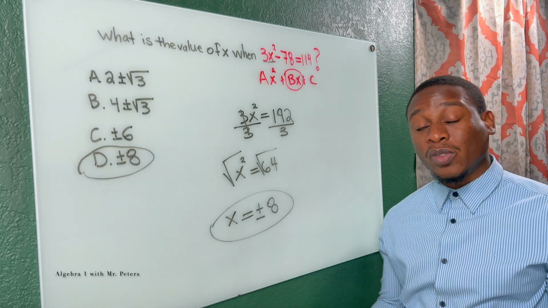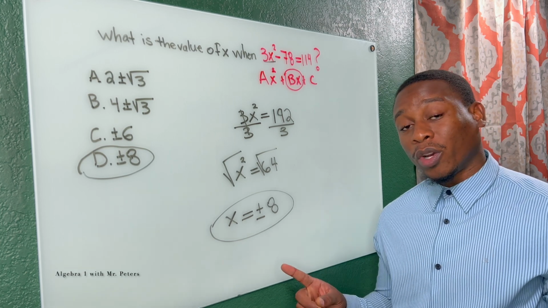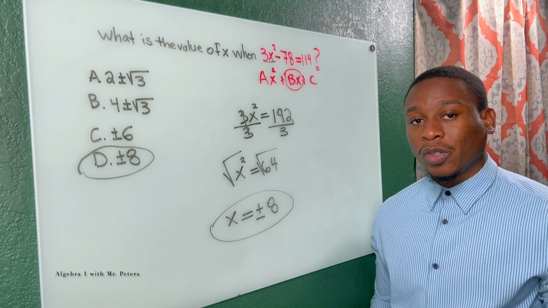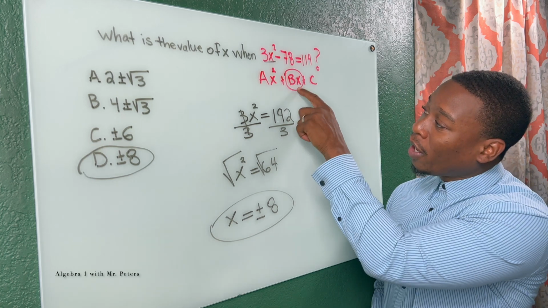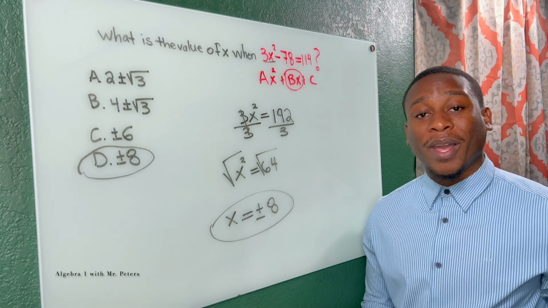So when we're talking about using the square root method to solve quadratic equations, family, one, we're going to use it always for completing the square, and two, we're going to use it when we have quadratic equations and there is no bx term.